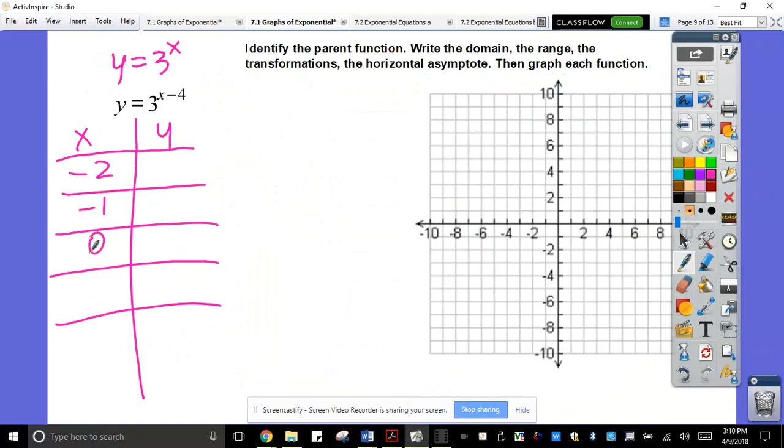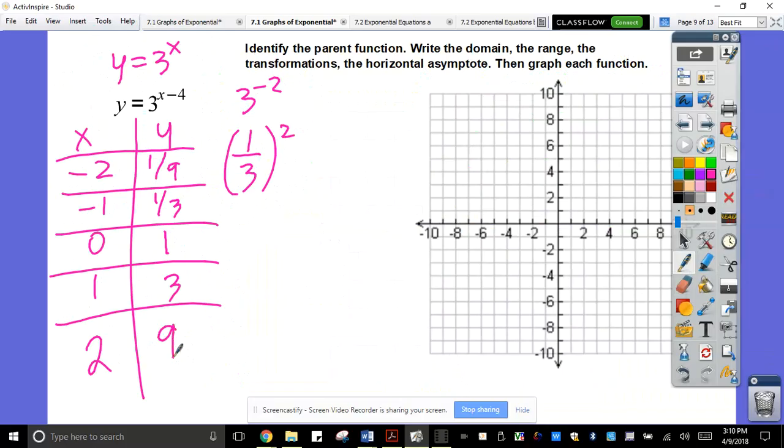-2, -1, 0, 1, 2. You plug in the -2 there, 3 to the -2. Since 3 is in the numerator, and we would like to make the exponent positive, the 3 goes down, it becomes 1/3, and then this is squared. 1/3 squared will give us 1/9. This will be 1/3, this will be 1, any number raised to 0 except 0 will always be equal to 1, and then this will be 3, and this will be 9.